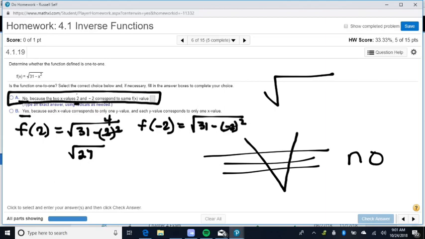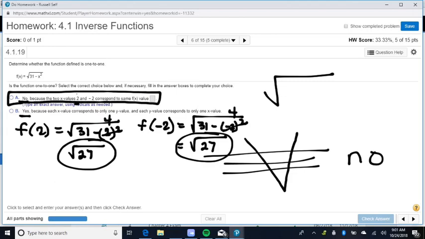You could. -2 squared is 4. Square root of 31 minus 4 is 27. I got exactly the same answer twice. Well, remember, I can't have 2 values that lead to the same y value. Okay? So that's another way to define that this thing is not one-to-one. Now, I personally think it's easier to tell from the graph, but they want you to recognize that you can prove it mathematically as well.